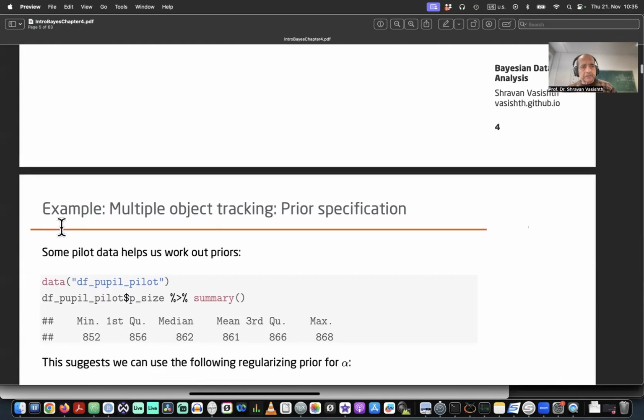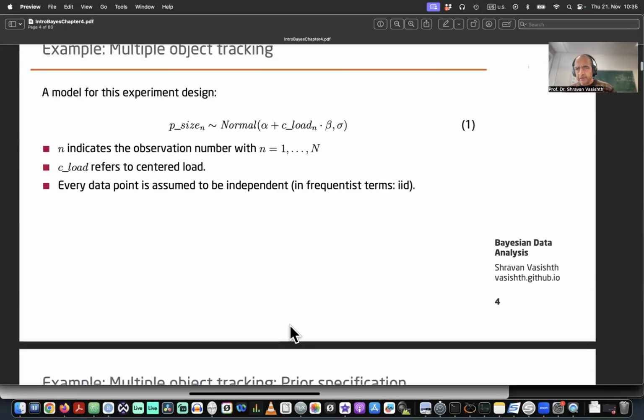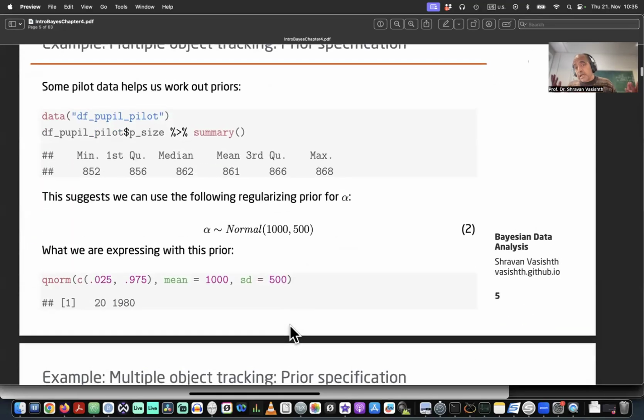In the frequentist framework, this would be easy. I would just fit this model in a simple lm framework. In the Bayesian framework, we have to think about the priors. One way to think about what priors to use could be to have some pilot data, which we have in the library associated with the book.